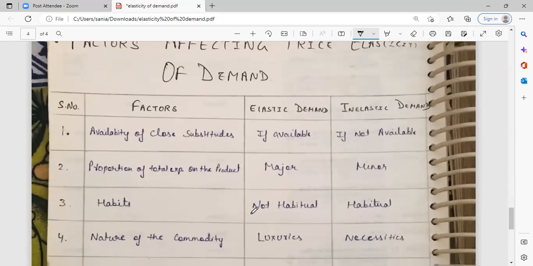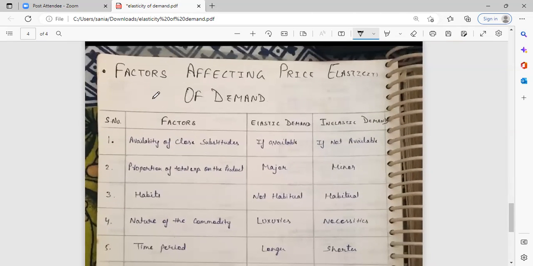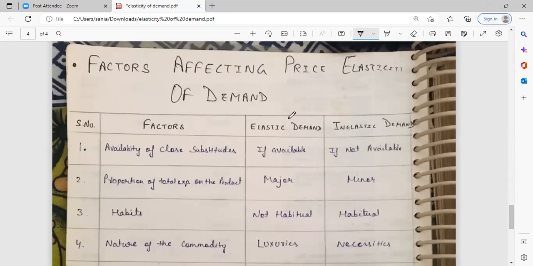Yes, ma'am. Okay. Now similarly, we did factors affecting the demand, right? Now we will study factors affecting price elasticity of demand. Okay. So these are the factors, and over here whether you will be elastic. Elastic means you will change your demand, and inelastic means you will not change your demand. Okay. So let's just see.